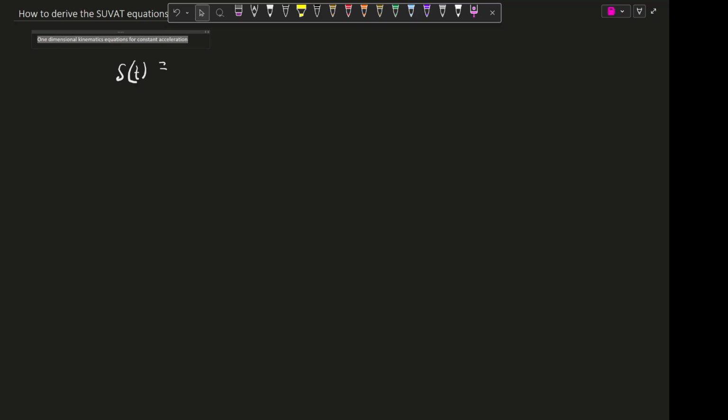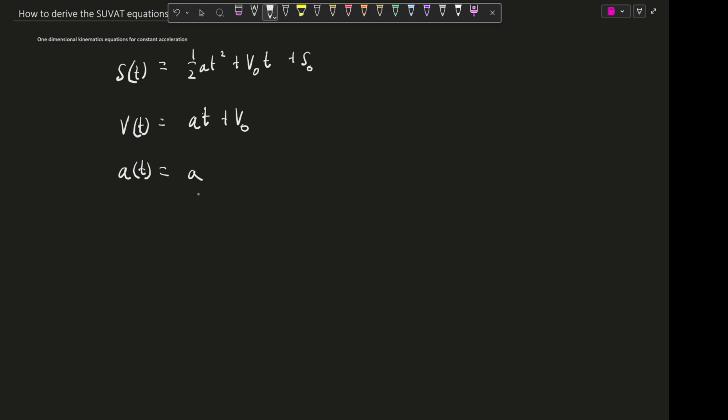Where it comes from is this: position s as a function of time equals 1/2 a t squared plus v naught t plus s naught, your initial position, your initial velocity, and that constant acceleration with time and time squared, for your whole function describing the position. The velocity as a function of time will be just a times t plus v naught, and the acceleration as a function of time is, of course, just that constant a. It doesn't depend on time.